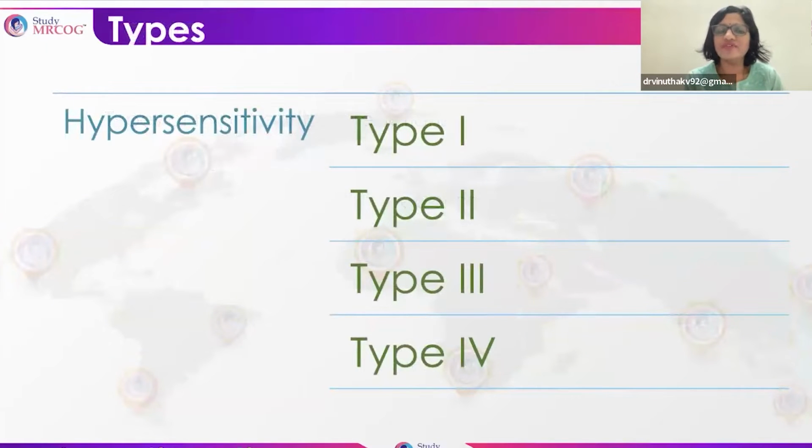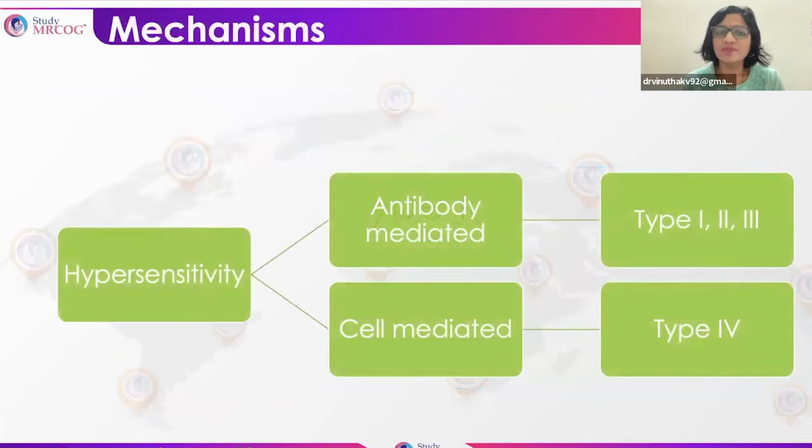So the types of hypersensitivity reactions are classified into type 1, type 2, type 3, and type 4. Based on the mechanism, antibody mediated and cell mediated, these are the two ways with which all the hypersensitivity acts. That is, type 1, 2, 3 act by antibody mediated, and type 4 acts by cell mediated.